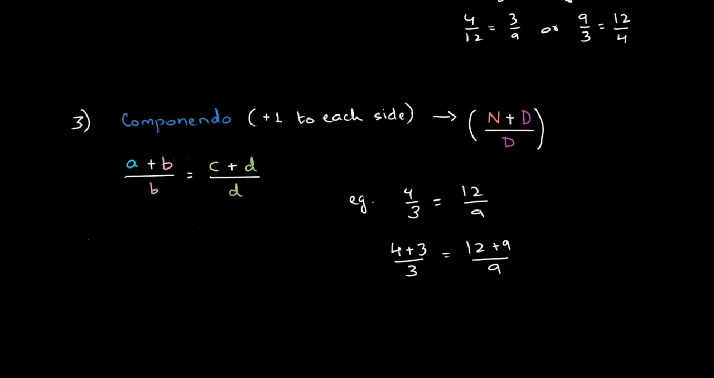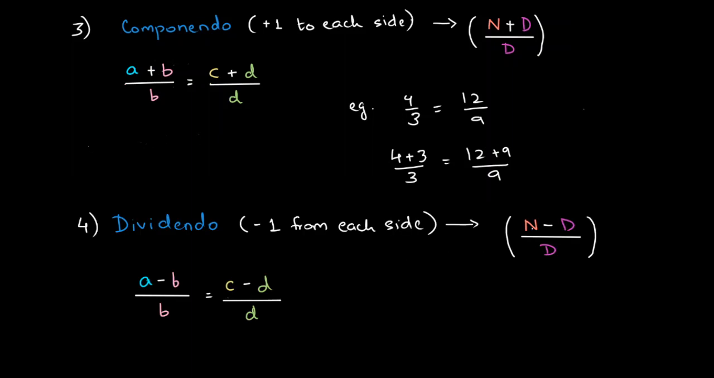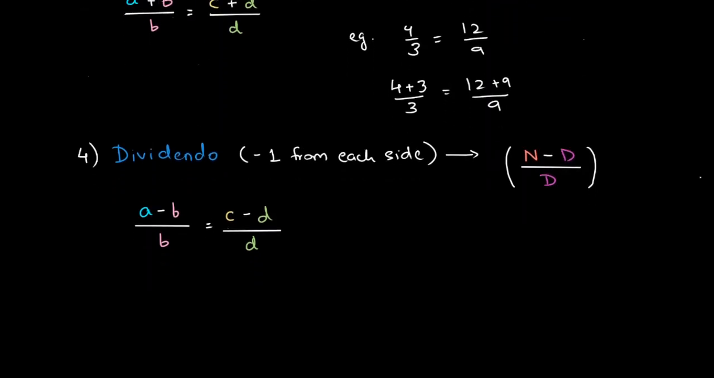So for componendo, what we did is we added 1 to both sides of the equation. The next property is known as dividendo, where we subtract 1 from each side of the equation, and in that case the new terms are in this format: numerator minus denominator upon denominator, right? Again, for example, if I have 4 upon 3 which is equal to 12 upon 9, and I apply dividendo, I would get 4 minus 3 upon 3 is equal to 12 minus 9 upon 9, numerator minus denominator upon denominator, right?